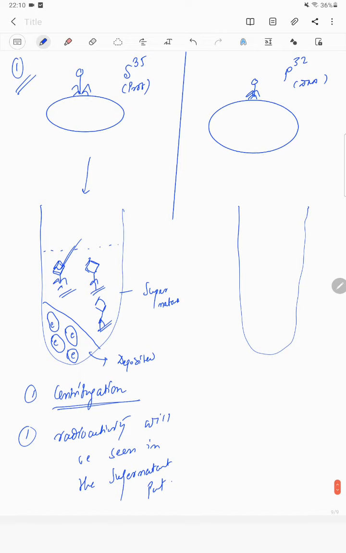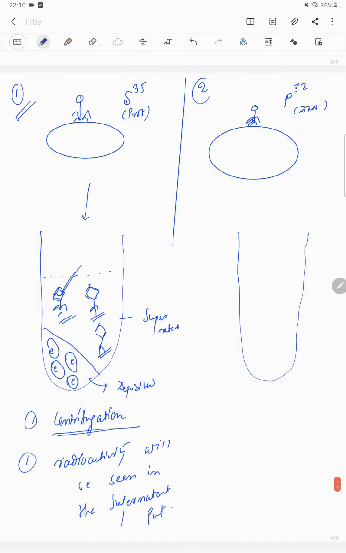Now let us come to the second case. In the second case, they cultivated them in phosphorus 32 medium, P32 medium. Now we know that phosphorus is present in DNA. Similarly, when it is centrifuged at very high speed, we will see two things. One will get deposited below, another will be at the top. Bacteria have higher body weight, so the bacteria will get deposited below, and the bacteriophage has lesser body weight, so it will be at the top. So this is the deposited part, this is the supernatant.